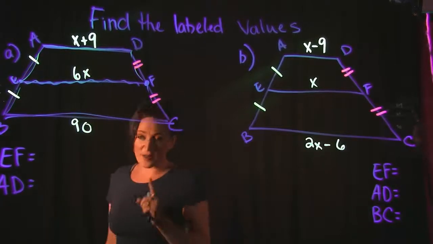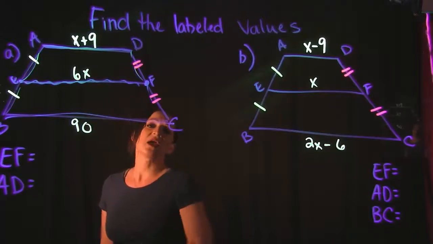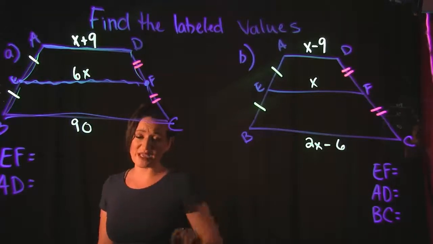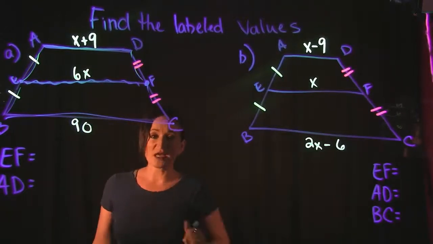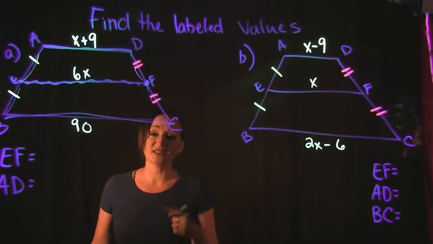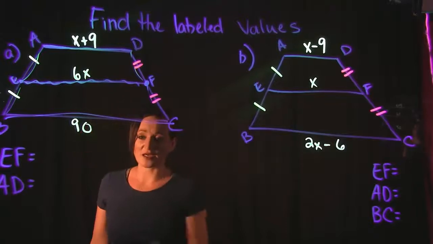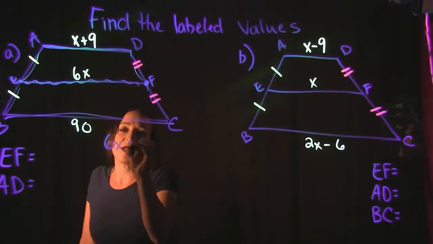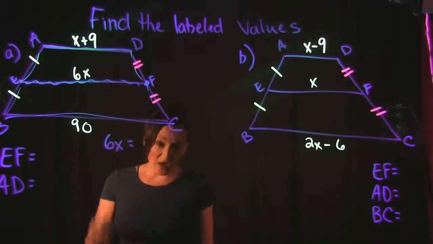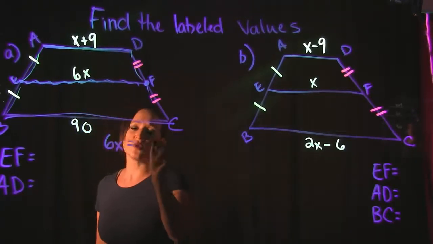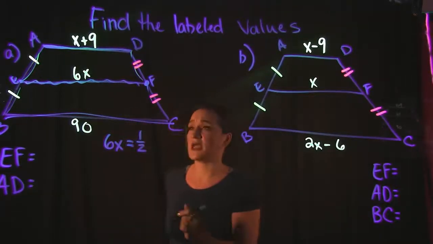Now, we have to be careful in setting up the equation that we have to solve. Again, the midsegment is half of the two bases combined. So we're going to create an equation. On the left side of your equation is going to be your midsegment value. Our midsegment, EF, is equal to 6x. So that's the left side of my equation. 6x is equal to half of the two bases.